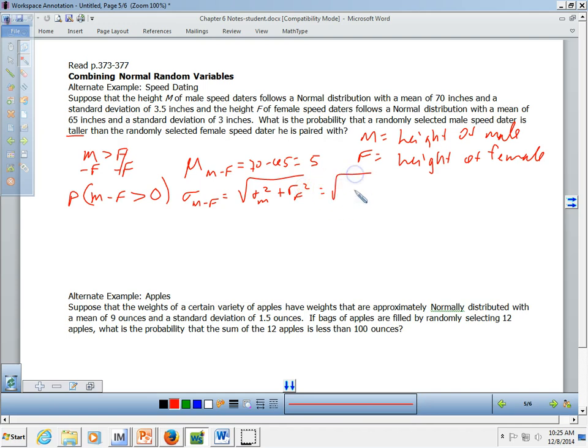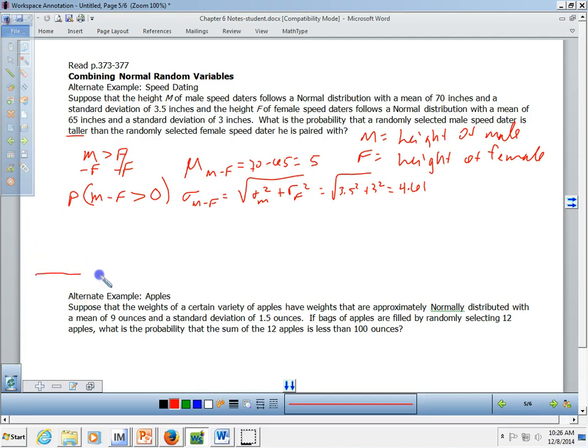Okay? So, what do we get? 3.5 squared plus 3 squared, and then we add them together and square root them. We type this into our calculator, right? 3.5 squared plus 3 squared, and then square root 21.25, and we get 4.61. So that's your new mean and your new standard deviation. Again, the shape's not going to change. So if we were normal going in, which we were, then we're going to be normal coming out.